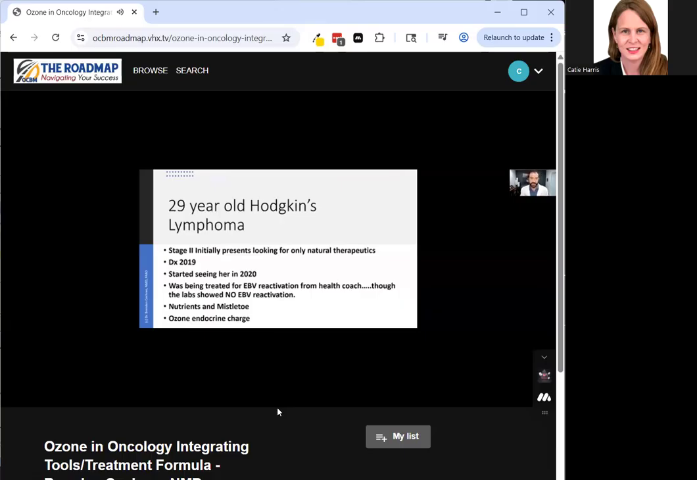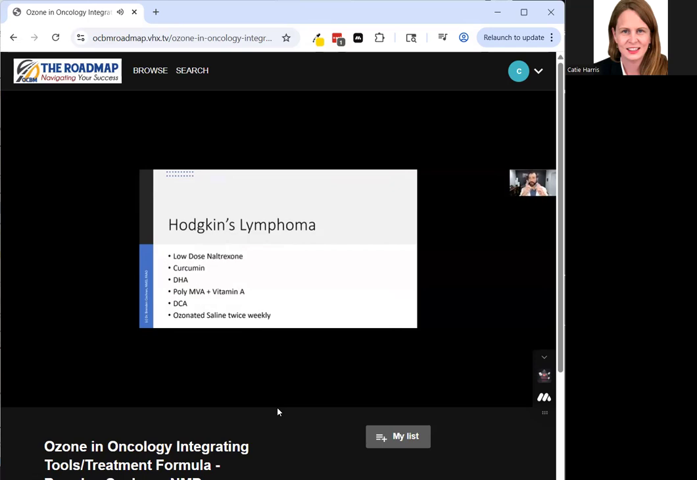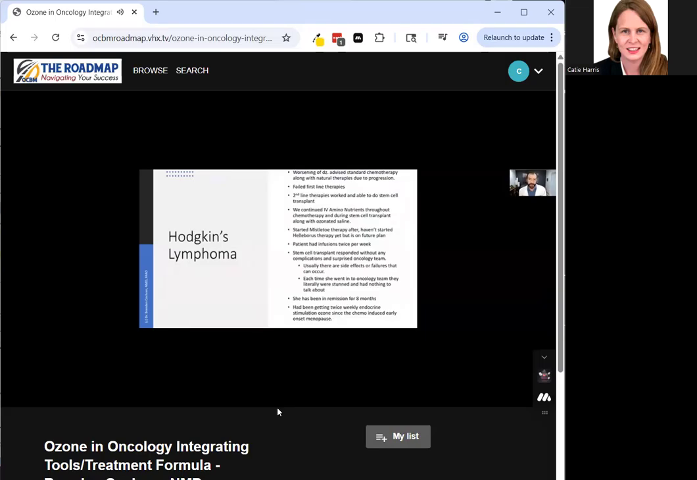So we were doing nutrient infusions and mistletoe therapies. Specifically, we did IV nutrition with vitamin C, and we were doing mistletoe on other days. So we were alternating. As you'll learn probably in a different lecture, we don't do vitamin C and mistletoe on the same day. We're also doing ozone to charge her endocrine system, so those adrenal shots that I was talking about. Some other things that we added to our protocol, poly-MVA, ozonated saline was here as well.